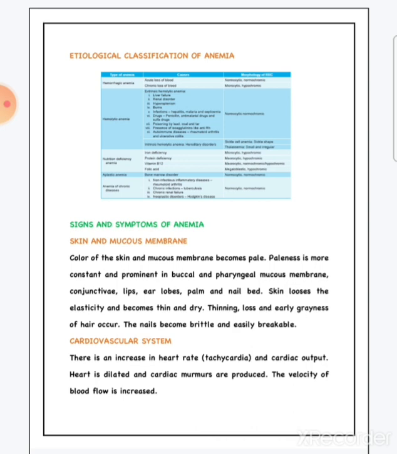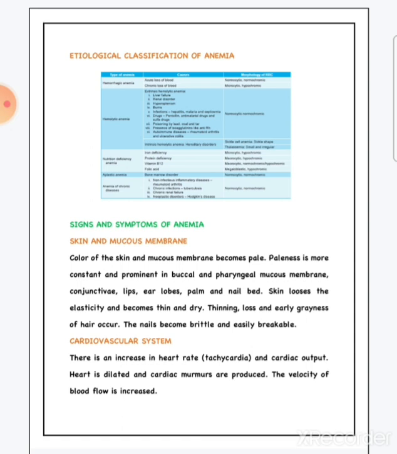Thinning, loss and early grayness of hair occur. The nail becomes brittle and easily breakable.